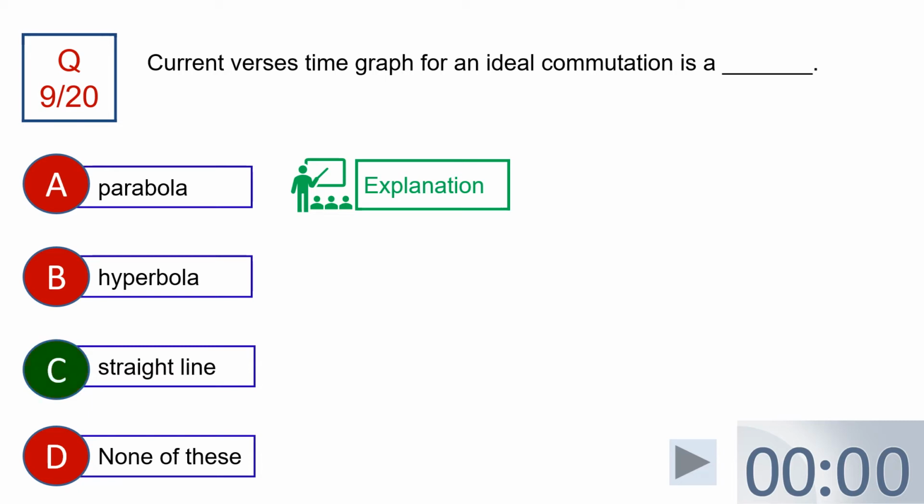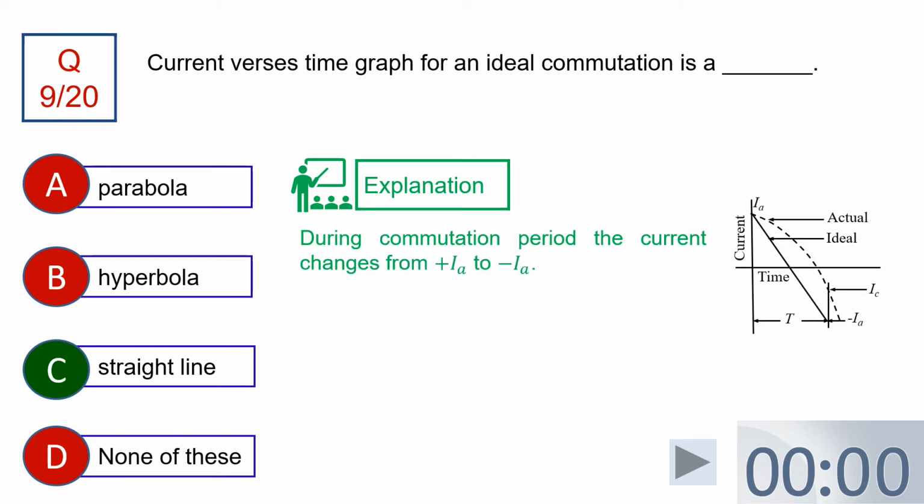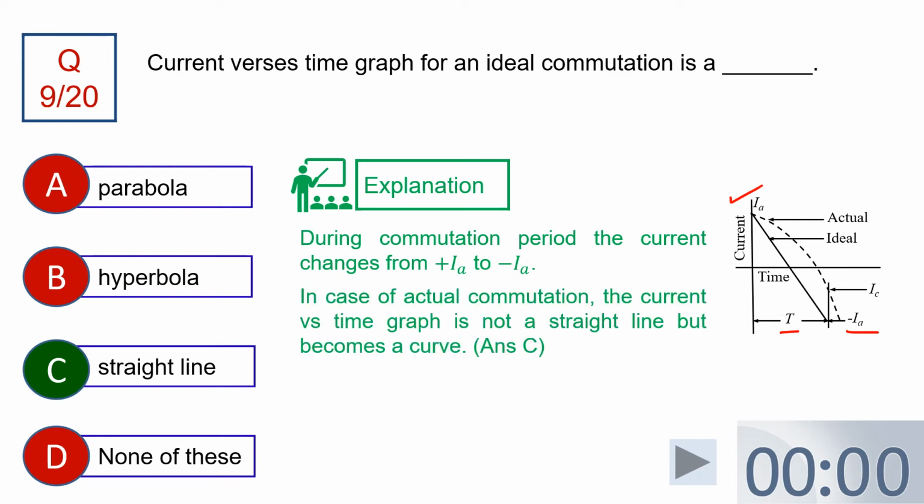Correct answer is option C. You know that during commutation period, that means during this time period T, current through coil changes from plus Ia to minus Ia. And if the commutation is ideal, then current versus time graph will be a straight line. However, in actual commutation, the current versus time graph cannot be a straight line, but it becomes a curve, and therefore option C is the correct answer.